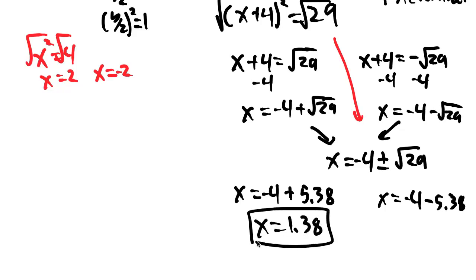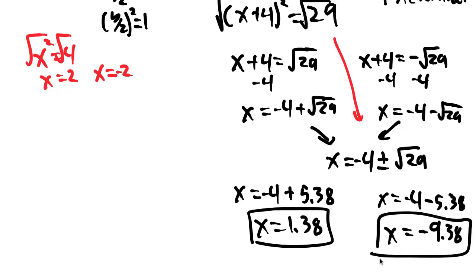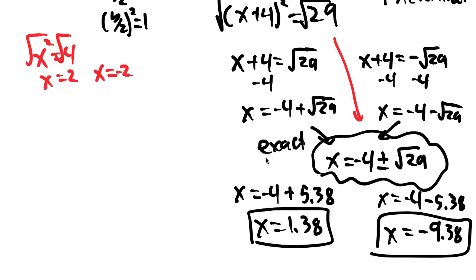So again, if you're doing decimal approximation, that's that number. And then this one is negative 9.38. Boom. So those would be the two approximate solutions to the equation, whereas this would form the exact solution. Okay. So this is the exact solution. These are the decimal answers. So it just depends what form of the solution you want.